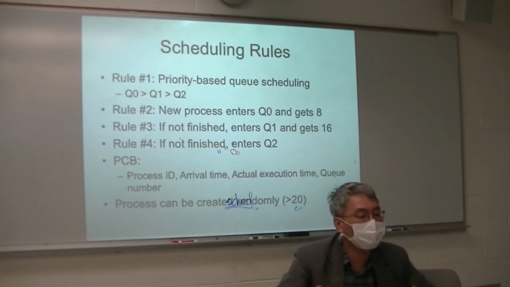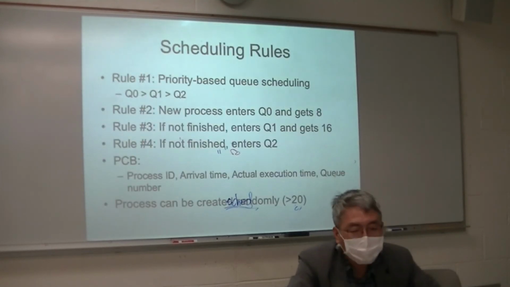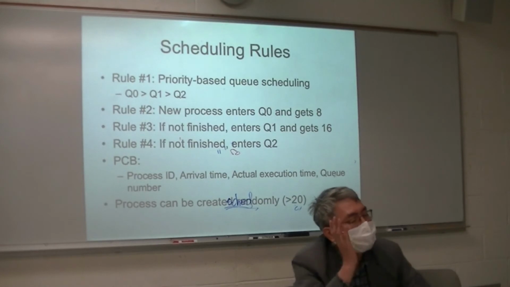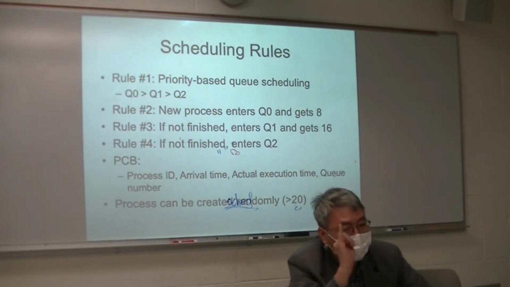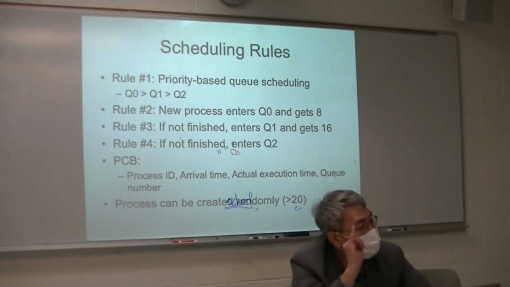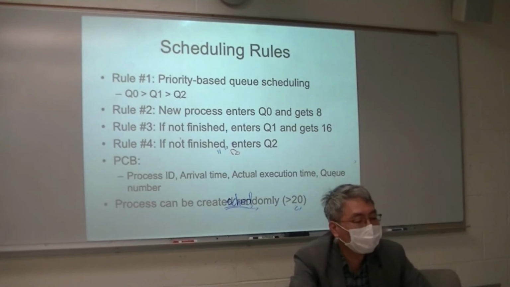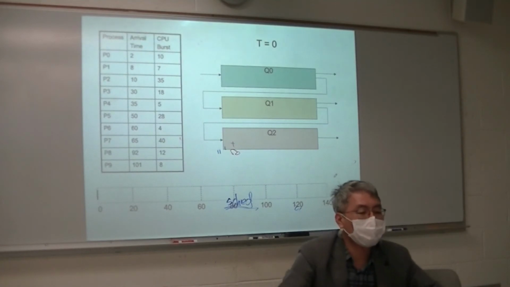This is the architecture. And in your PCB, process control block, you need to manage the process ID, arrival time, CPU burst time, and the queue number also. You should know where is the queue, where is the process in each queue, okay? You can create the process CPU burst time randomly, like this. So this is the example.